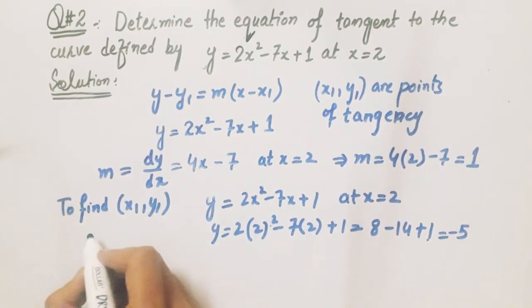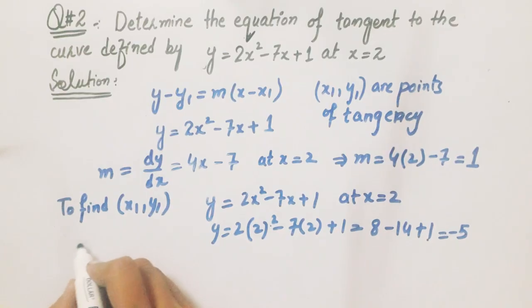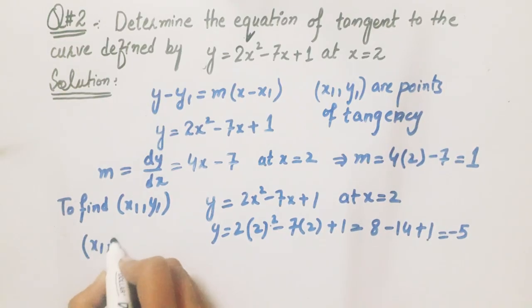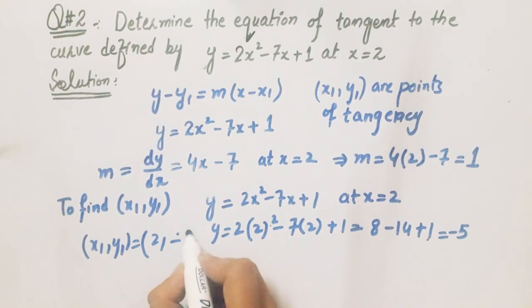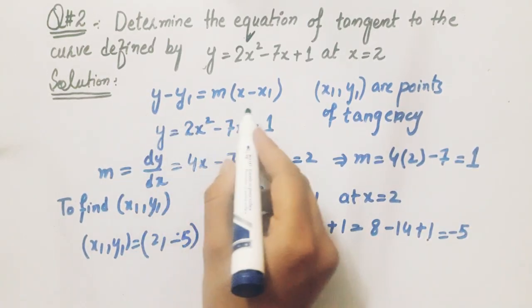So the points of tangency are x1 = 2 and y1 = -5. So these are the points of tangency. Now we will find the equation of the tangent, and the slope is also 1. So put these values in this equation.